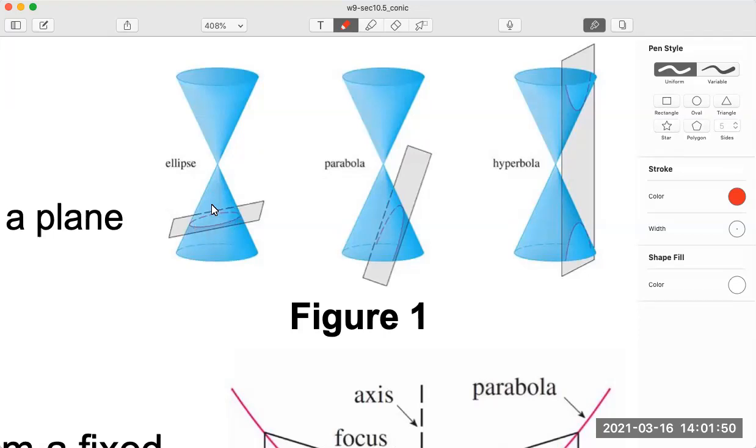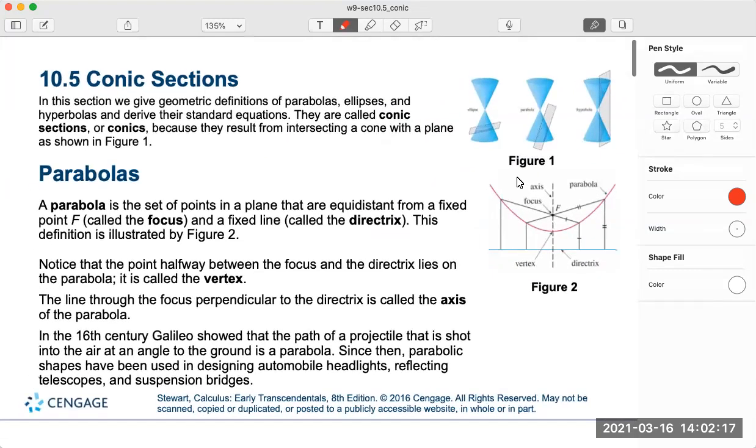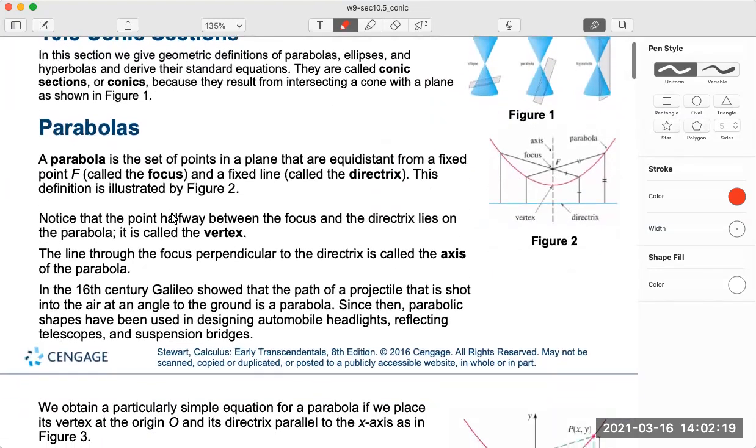If it cuts horizontally, it will be a circle, right? A special case. Or if it cuts like this, it will create a parabola. Or if it cuts this way, we call it a hyperbola. Okay? Three different cases. And we'll go to the easiest one first, parabolas.